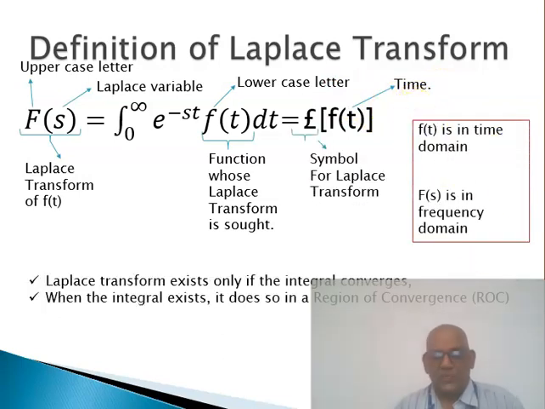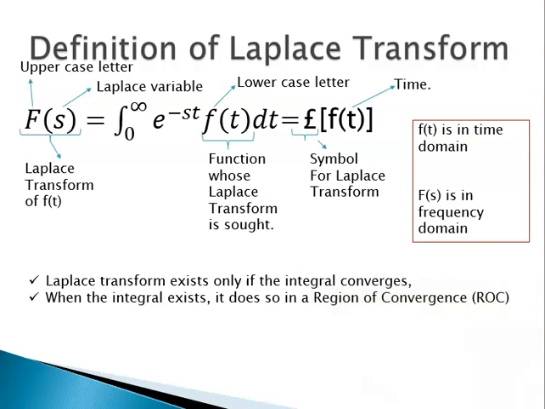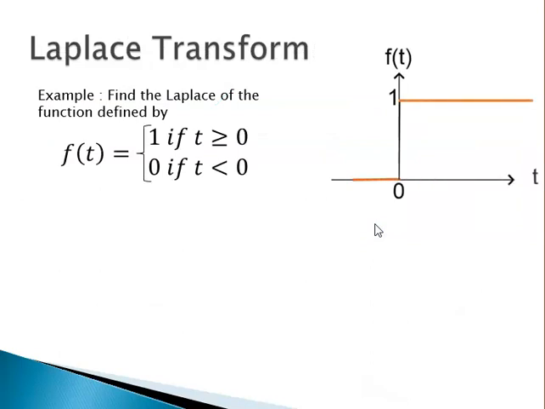Laplace transform exists only if the integral converges, and the region over which it converges is called the region of convergence. Let us try to find the Laplace transform of a simple function shown here. f of t is 1 if t is greater than or equal to 0. You can see all towards the right hand side it is 1, all towards the left hand side it is 0. When we integrate between the limits 0 and infinity, that covers all the portion towards the right hand side of the y-axis, that is the f(t) axis, from 0 all the way up to infinity. The value of the function is 1.